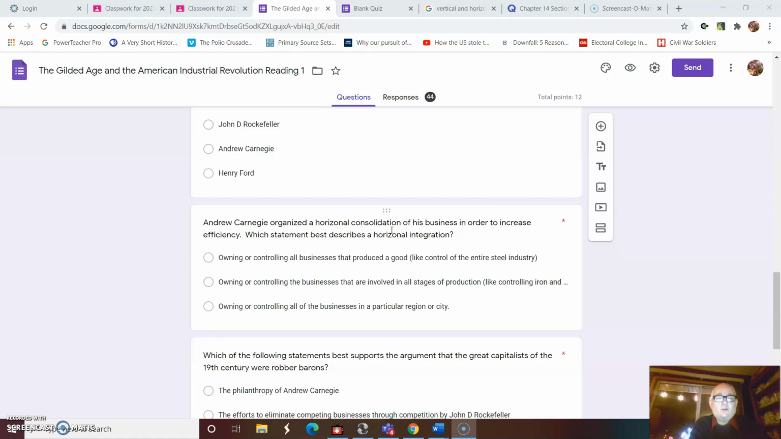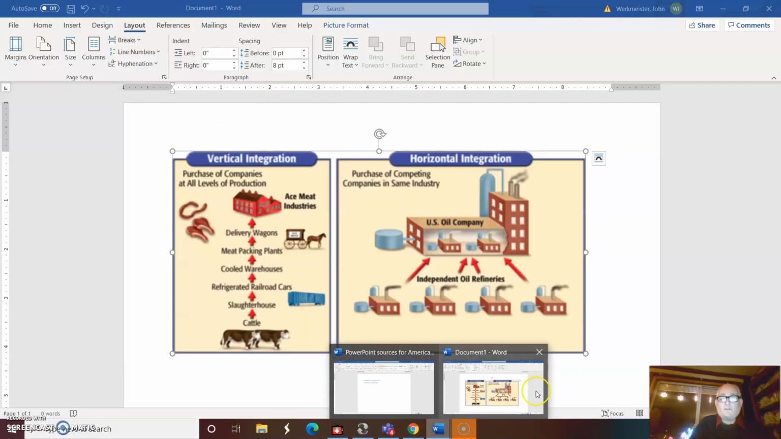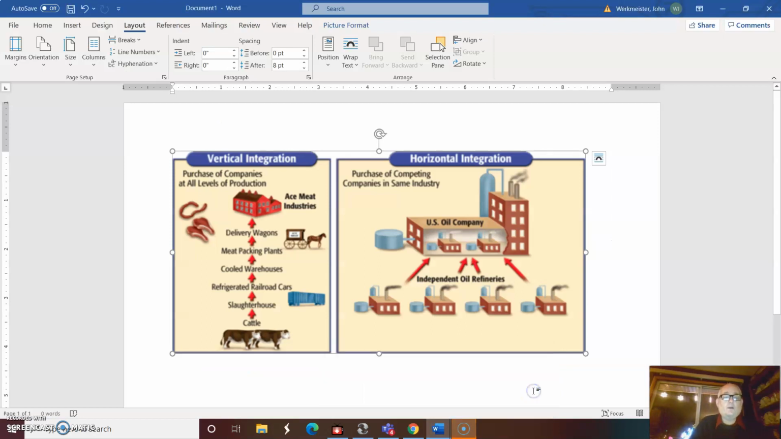And in today's lesson, you're going to look a little bit at how Andrew Carnegie developed his vertical consolidation of the steel industry. So let's take a look and see what the difference is between these two. And that question, obviously, I'm going to throw out. There are 12 questions in this test. I just won't count that one.